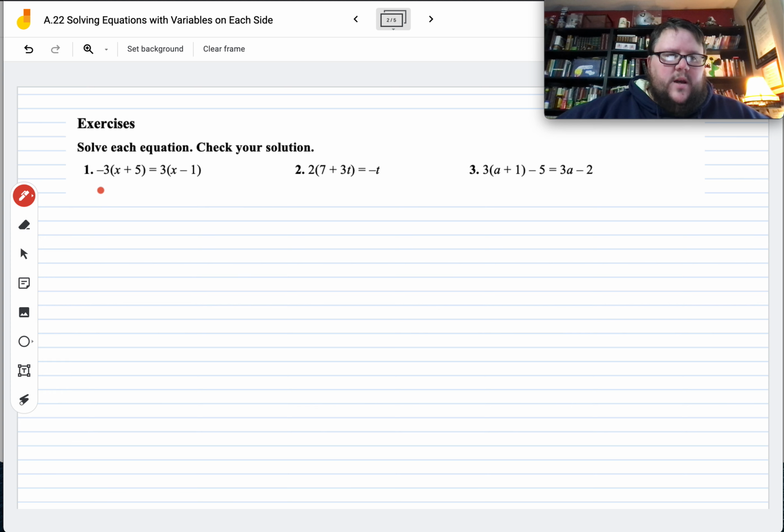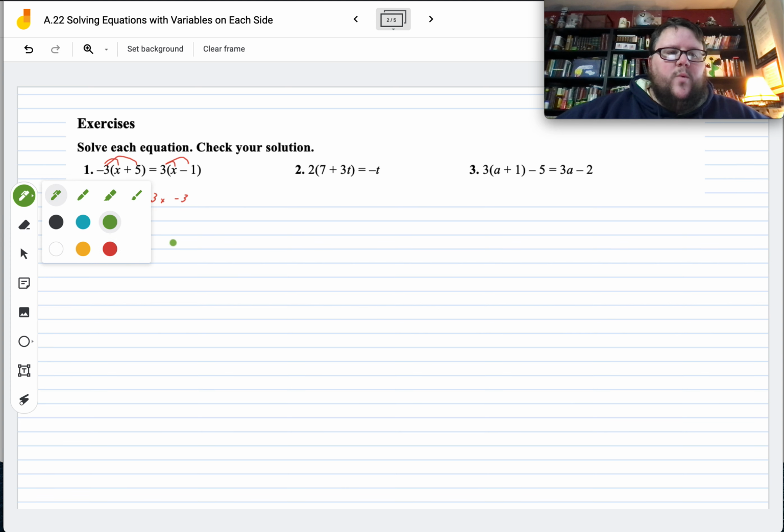So I'll do number 1. I'm going to distribute negative 3. So I get negative 3x minus 15 equals 3x minus 3.